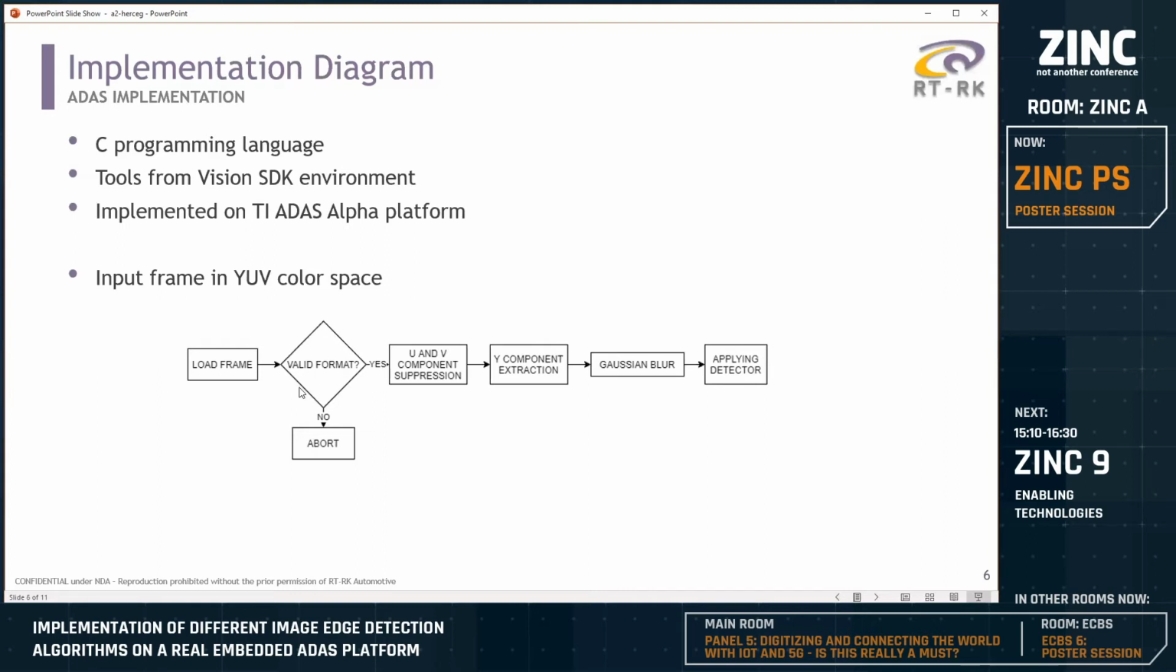where a frame is loaded, which is in the YUV color space, where the Y component represents brightness, while the U and V components represent color. So since the color components are irrelevant, they're suppressed, then the Y components are extracted for processing, Gaussian blur is applied, and then the detector is applied to the blurred image.